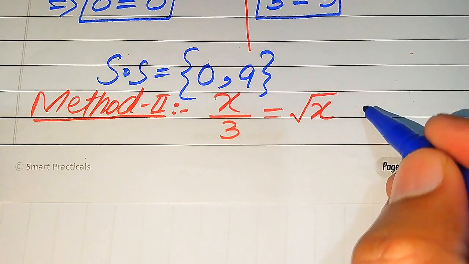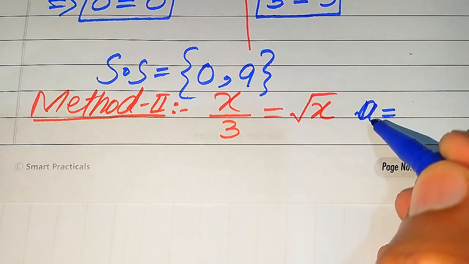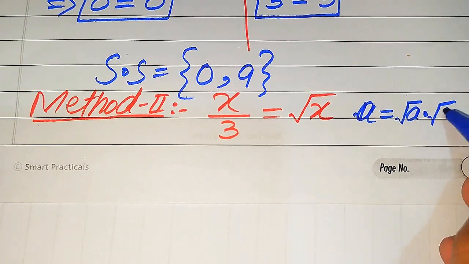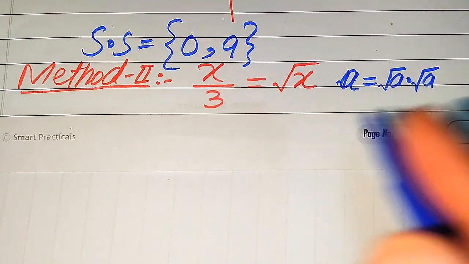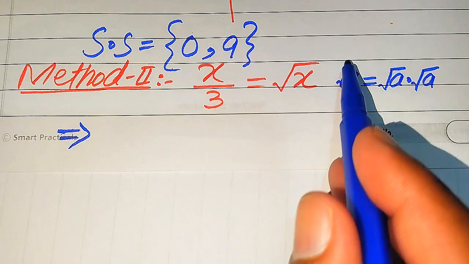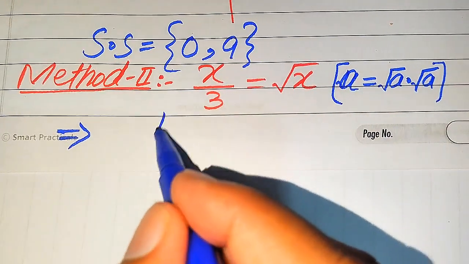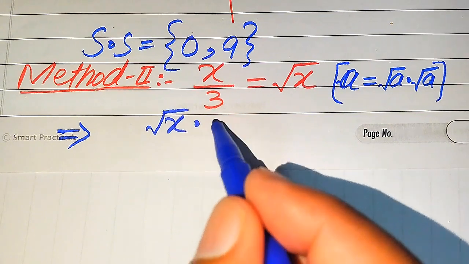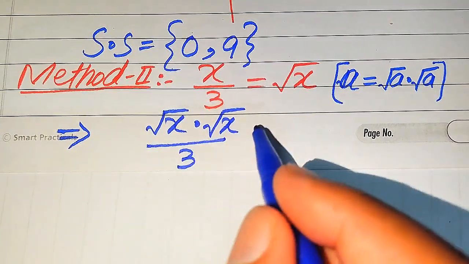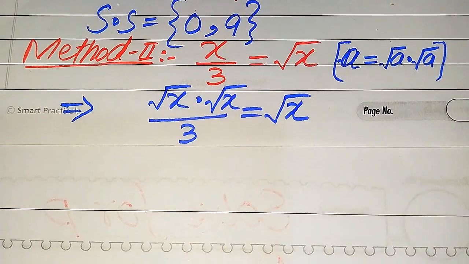So for this, you know that if we have only a, we write this a in the form of square root of a times square root of a. Okay, so according to this rule, we write this x in the square root form, and it becomes square root of x multiplied by square root of x divided by 3 is equal to square root of x.